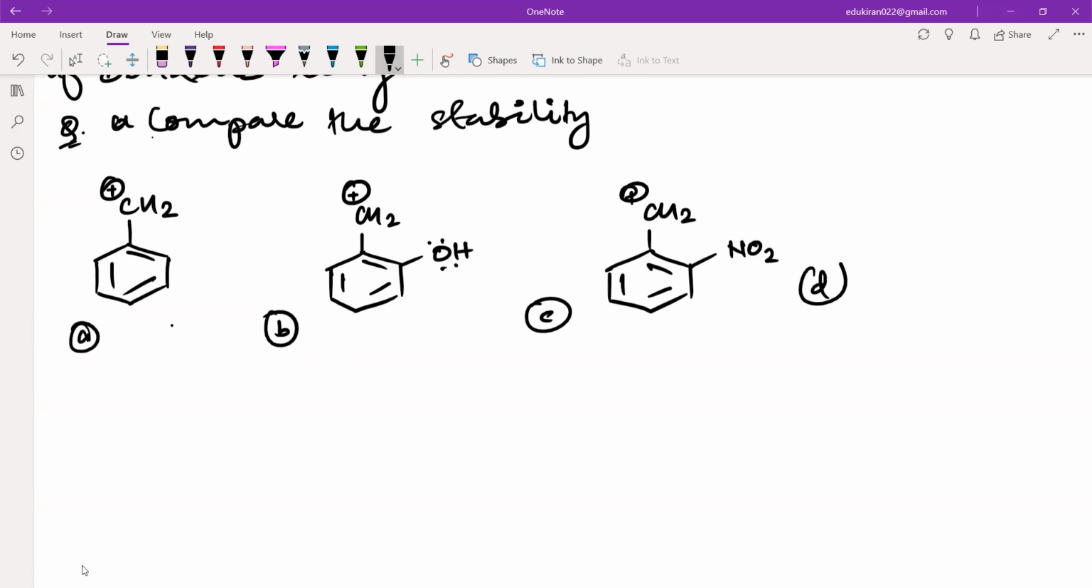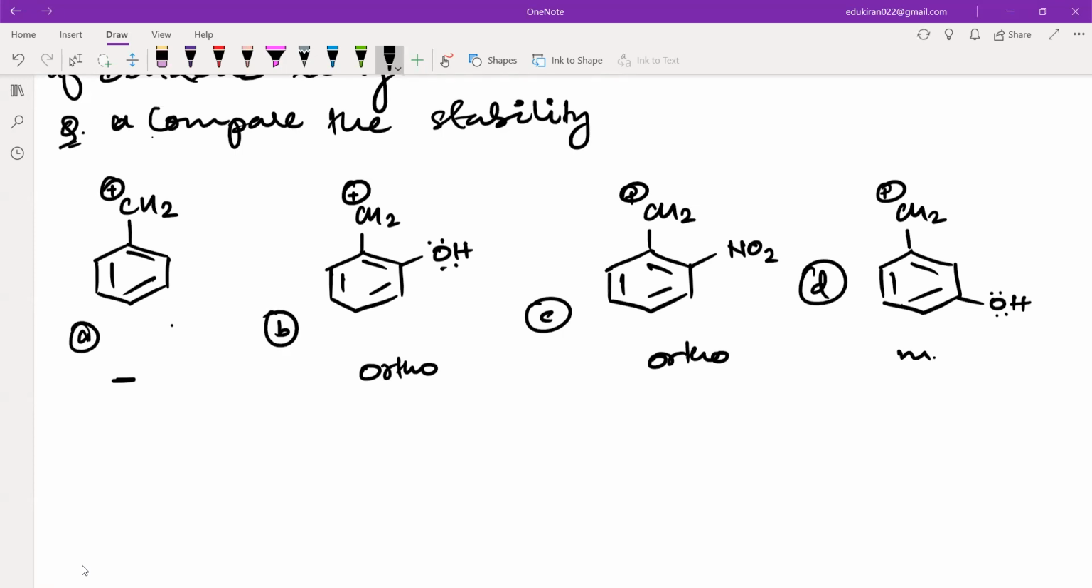Okay, let me write D. You have CH2 positive, and here you have an OH group attached. So first of all, you are going to write what is the effect, and at which position the substituent is. In this one there is no substituent, so you will just write a dash here. In OH, you will write that it is on the ortho position. Next, you will write that NO2 is also on the ortho position. And here the OH is in the meta position.